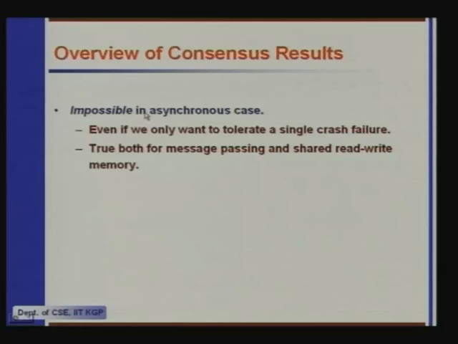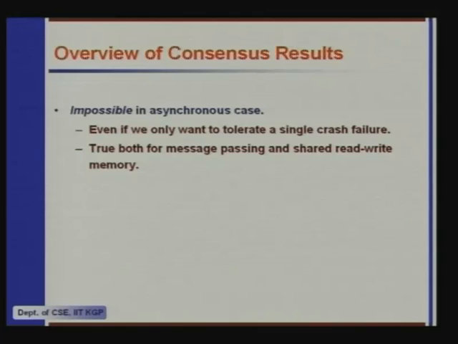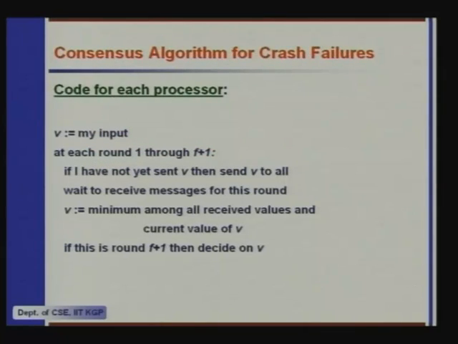So, all the algorithms that we are going to study are for synchronous processes. Now, when we talk about synchronous processes, it does not actually mean that the physical clock of all these will have to be the same. It just means that we have certain synchronization points where all the processes will stop, synchronize and then move forward. Clear? So, let us look at the consensus algorithm for crash failures first.